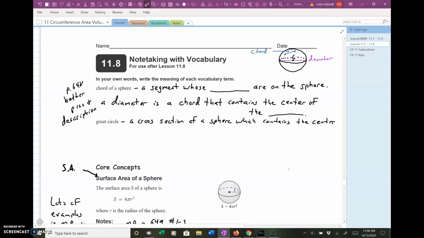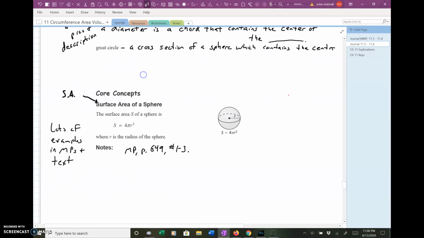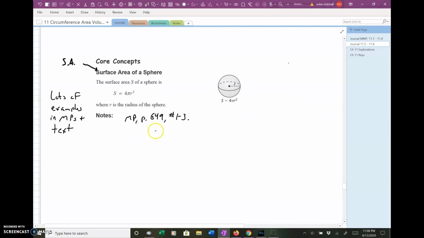Okay, on to it here. Core concepts: surface area of a sphere, 4 pi r squared, where r is of course your radius. Pay attention to whether you're given the radius or the diameter. I didn't do them out, but there are lots of examples here in the MPs.